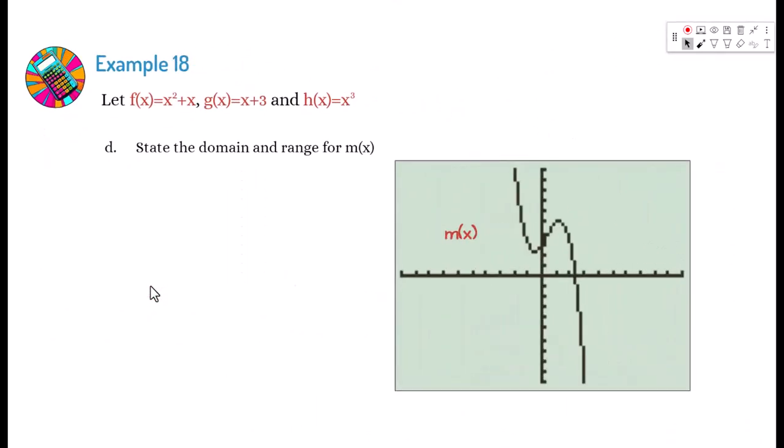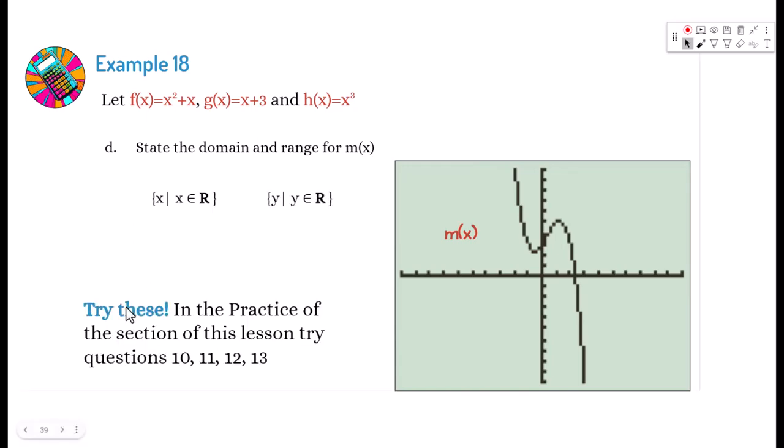Now it's asking us to state the domain and range. Well, all of these things, cubics, quadratics, and linears, have no restrictions on the range or the domain, which means for the domain, x is an element of the reals, and for the range, y is also an element of the reals. So again, take some time, pause the video, and in the practice section, try some of these questions right here: 10, 11, 12, and the last one, 13.